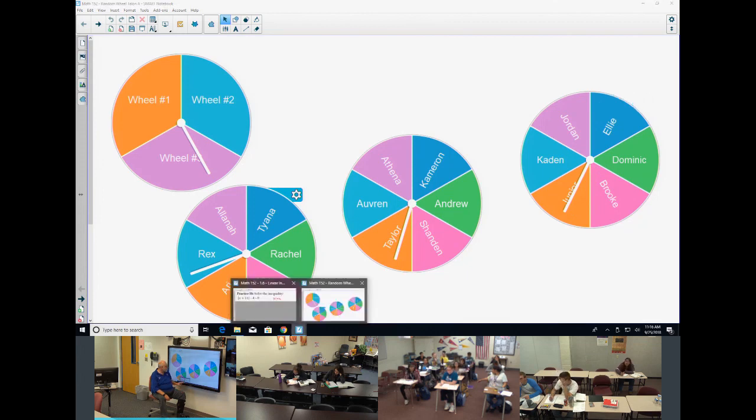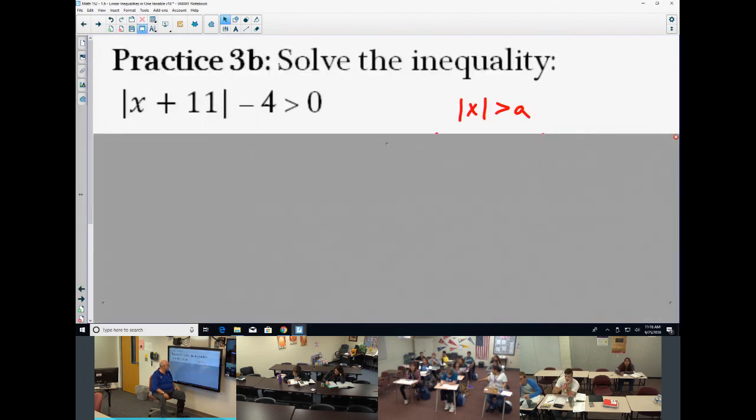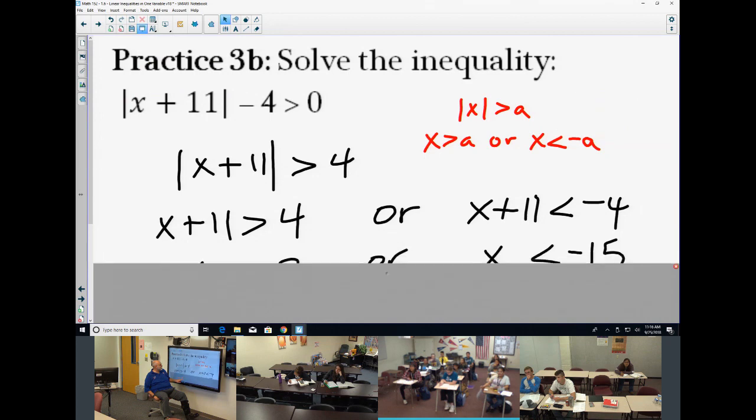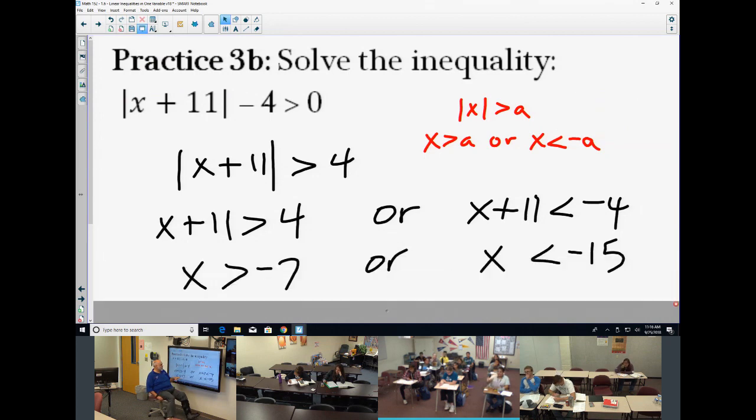All right, so Junior, when you got it. No, sorry. Repeat it. x is less than negative 15 or x is greater than negative 7.